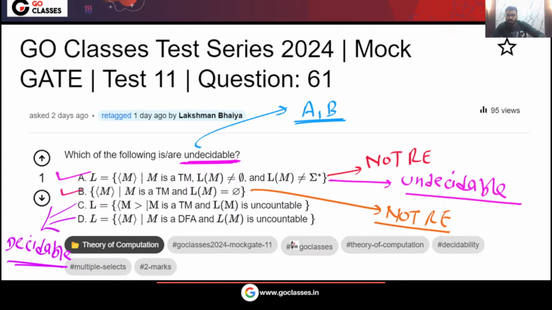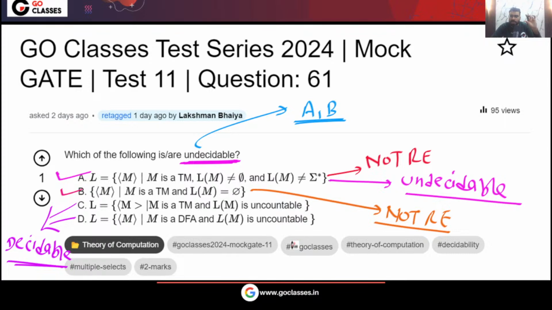A student is asking, sir, can you please briefly explain why sigma star is countable? Sigma star is countable because you can create a bijective mapping between the set of natural numbers and sigma star. That I have already explained in the countability playlist on the goclasses YouTube channel. The complete course on countability is freely available. Just search goclasses countability.